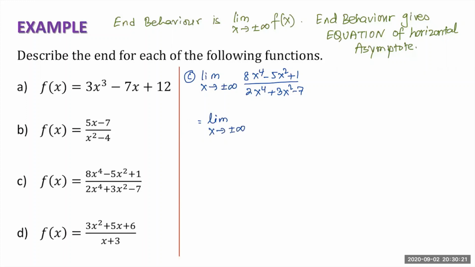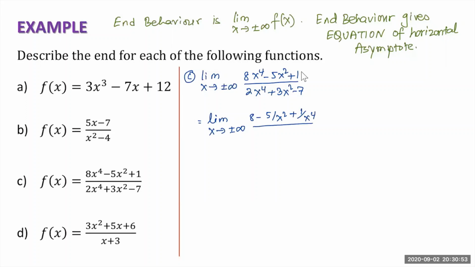So this is also a rational function. So we divide both numerator and denominator by the highest power of x in the denominator. The highest power of x in the denominator is x to the 4. So we are going to divide throughout by x to the 4. If we divide 8x to the 4 by x to the 4, that will be 8. Then minus 5x squared divided by x to the 4, that is 5 over x squared. Then plus 1 divided by x to the 4, which is 1 over x to the 4.